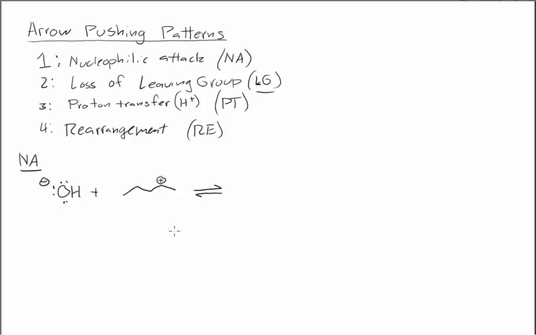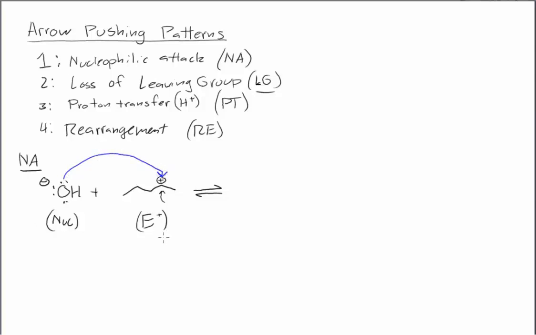So nucleophilic attack is where a nucleophile, and hopefully you recognize this as a nucleophile. It has several lone pairs. It has a negative charge. A nucleophile will attack an electrophile, and I like to abbreviate electrophile with E+. And of course, this is a good electrophile because it has the positive charge in the empty p orbital on the carbon. And so the nucleophilic attack arrow push looks like that.